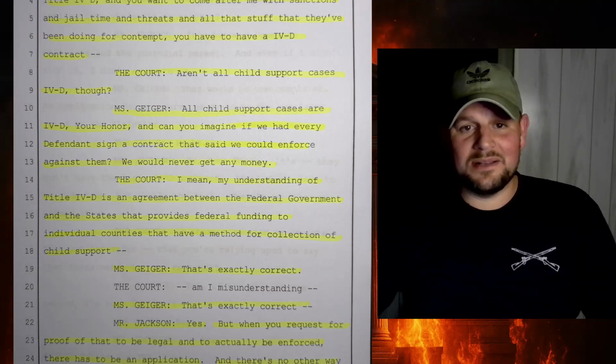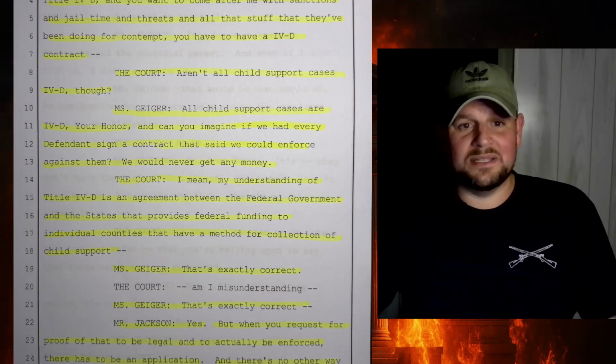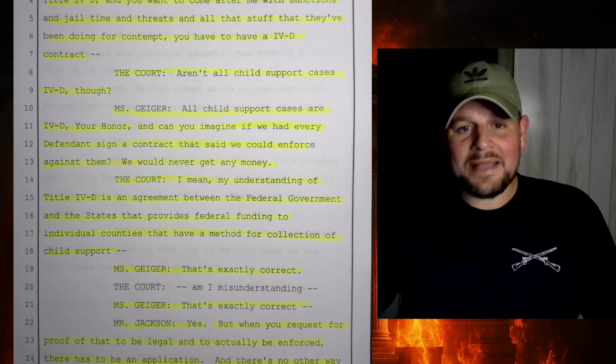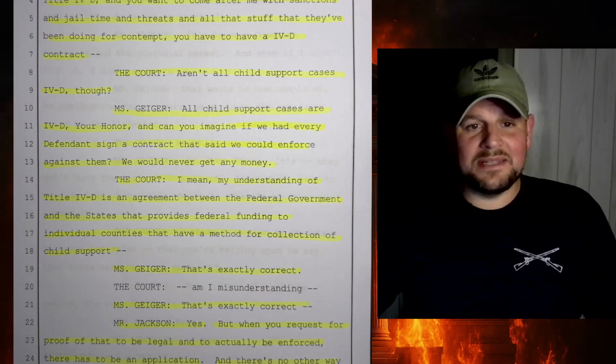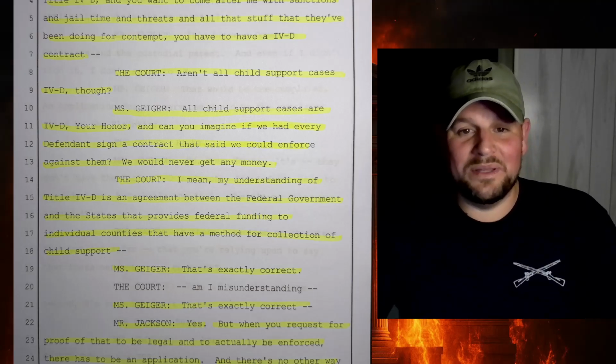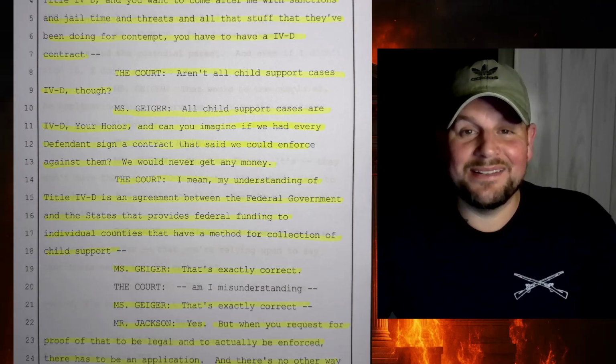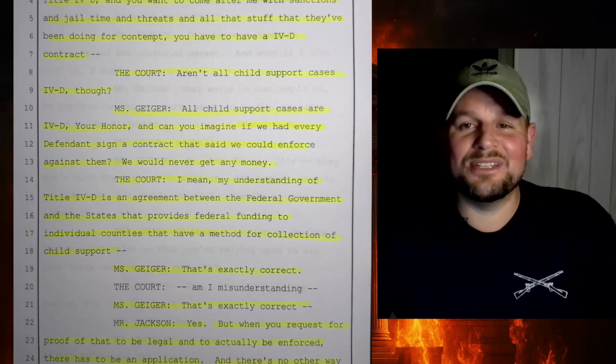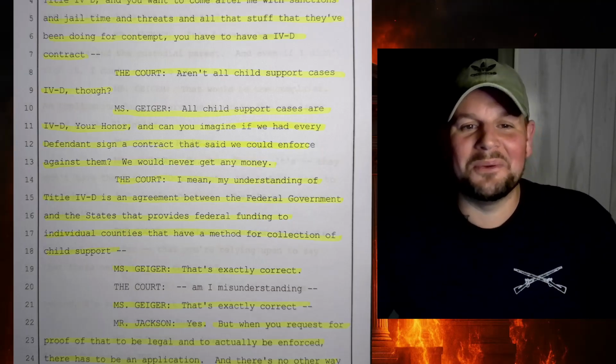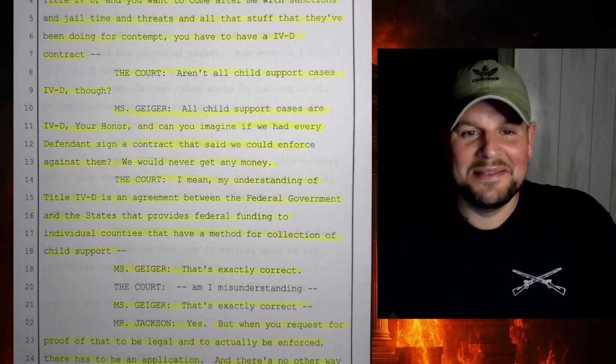And Ms. Geiger, once again, says all child support cases are 4D, Your Honor. And can you imagine if we had every defendant sign a contract that said we would enforce against them? We would never get any money. She said that. She literally said that. She spun her web, and she tried pulling this Houdini.